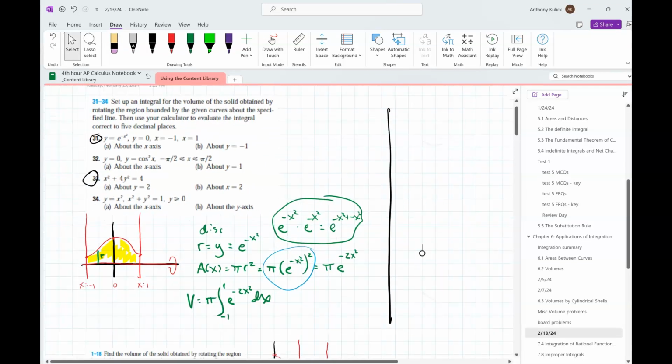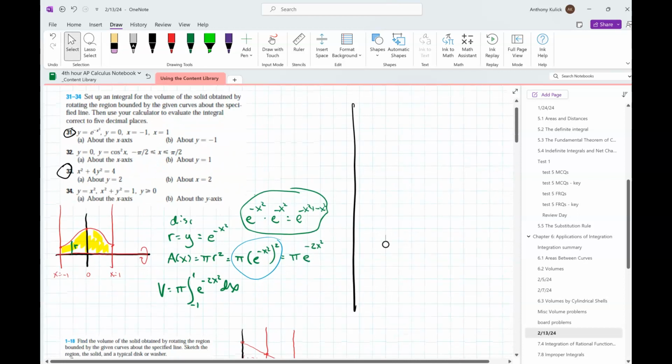All right. So x squared plus 4y squared equals 4, and we're rotating about the line y equals 2. What kind of shape is x squared plus 4y squared equals 4 got to be? Circle? It's not going to quite be a circle.